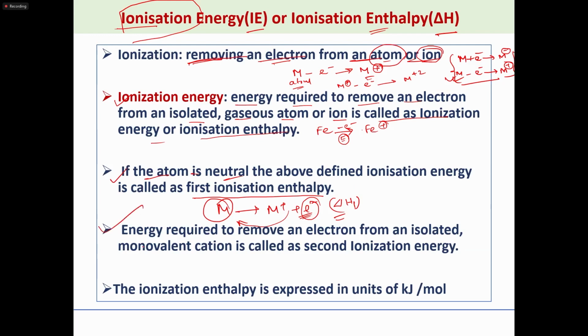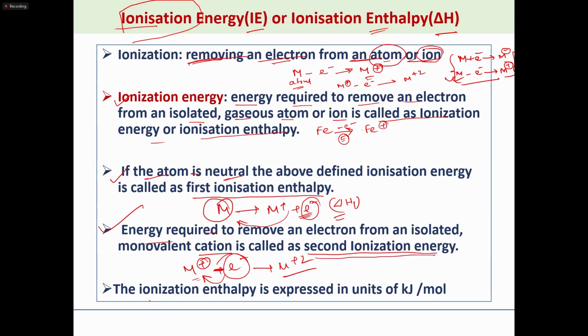Okay. So when the energy is required to remove an electron from an isolated monovalent cation, if I remove one electron from this monovalent cation M plus, then it will form M 2 plus. Here the electron is removed from the monovalent cation, and whatever energy is required is called the second ionization energy.